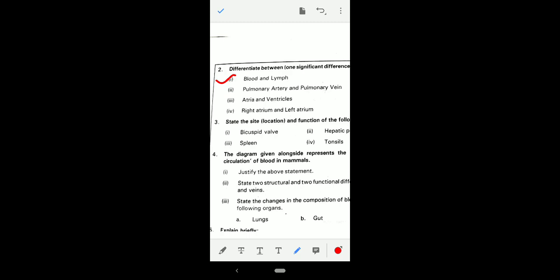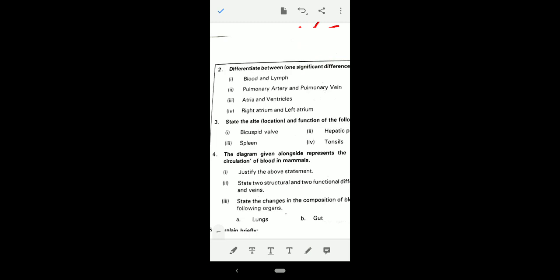Second question is: what is the difference between pulmonary artery and pulmonary vein? Pulmonary artery is an artery which carries deoxygenated blood. Pulmonary vein carries oxygenated blood. Pulmonary artery carries blood from right ventricle to lungs, while pulmonary vein carries oxygenated blood from lungs to left auricle.